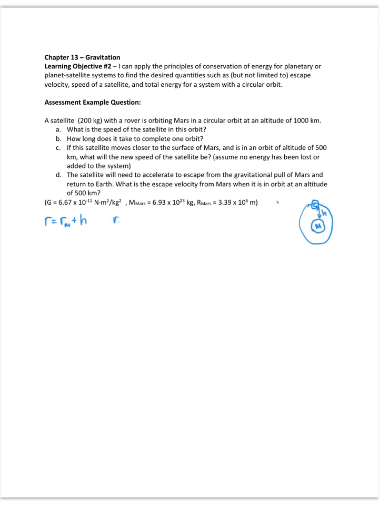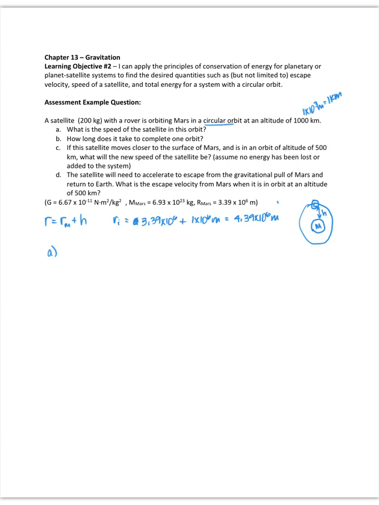So our initial would be the radius of Mars, which is 3.39 times 10 to the 6 meters. And then 1,000 kilometers would be 1 times 10 to the 6 meters, because 1 kilometer is 1 times 10 to the third meters. And so that's how I got that value. So our first radius that we're going to be working with is 4.39 times 10 to the 6 meters. Okay. So in part A, we're asked the speed of the satellite in this orbit.